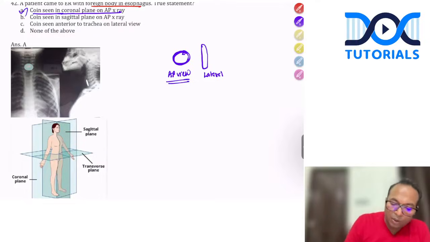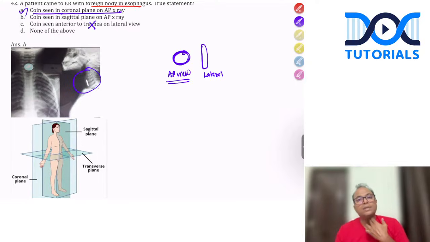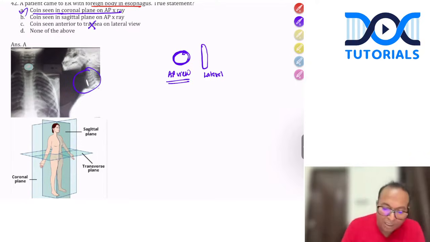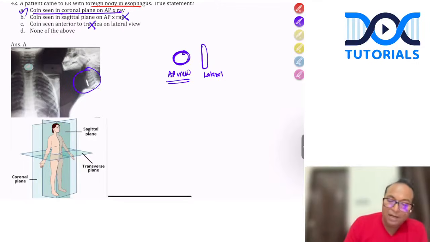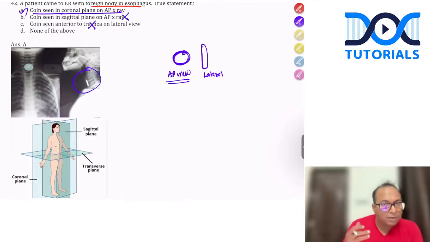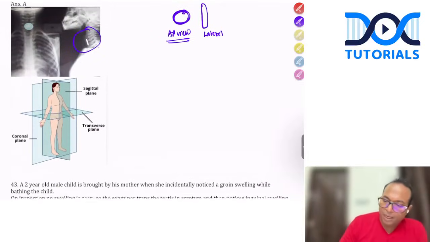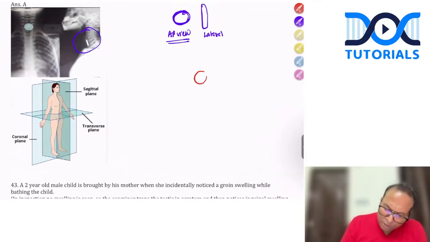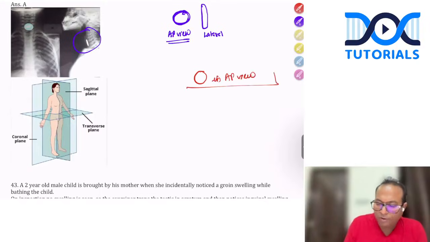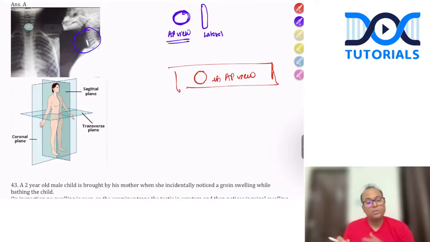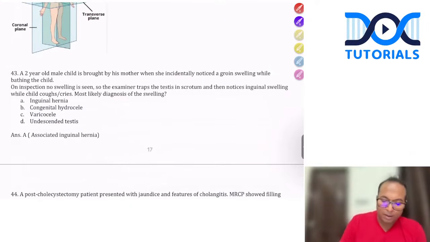And coin is seen anterior to trachea, wrong. It is always seen posterior to trachea. See, esophagus is seen posterior to trachea. So therefore, you'll see posteriorly like this. So that is also wrong. Sagittal plane AP view is also wrong. This is a simple MBBS level question. So don't forget this question. I used to remember esophagus looks like O in AP view. That is one point you should not forget. Esophageal coin looks like O in AP view.